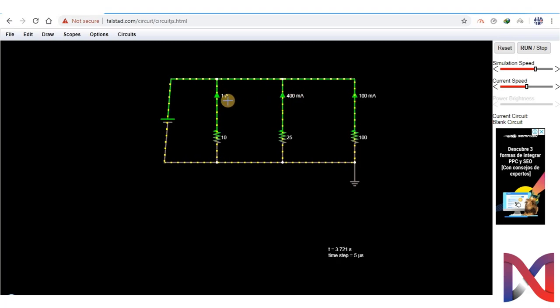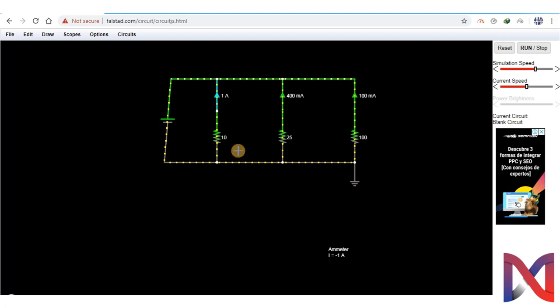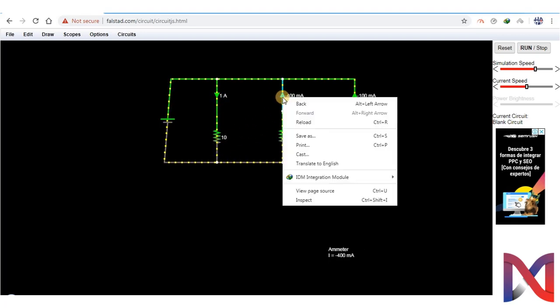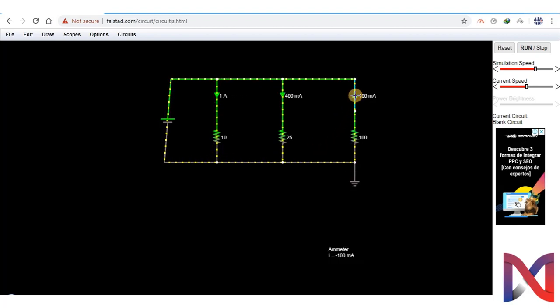Here you can see that the values of currents are negative. You don't need to worry, the circuit and the placement of the ammeter is perfect. All you have to do is reverse the polarity of the ammeter and you will get the right values. Swapping the terminals will swap the sign of the current. So here we have 1 ampere, 400 milliampere and 100 milliampere. So the current divider rule is verified for this circuit.